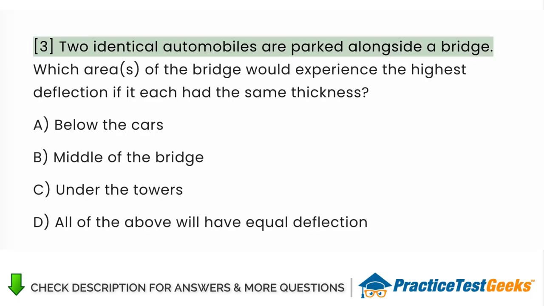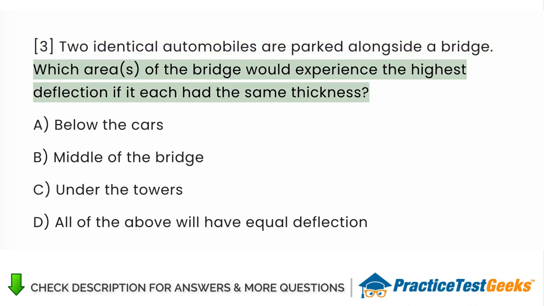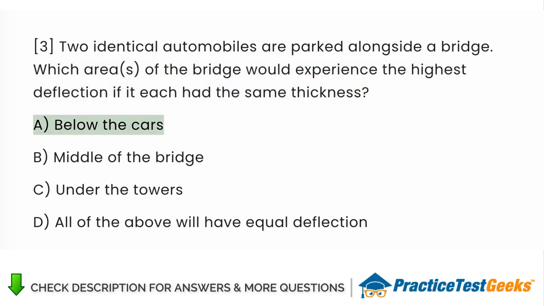Two identical automobiles are parked alongside a bridge. Which area of the bridge would experience the highest deflection if it each had the same thickness? A. Below the cars. B. Middle of the bridge. C. Under the towers. D. All of the above will have equal deflection.